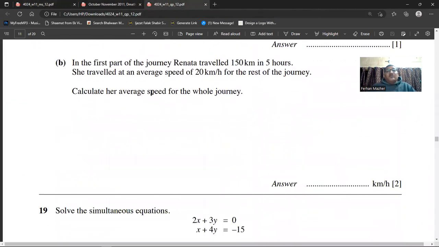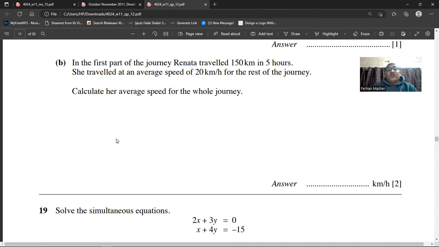B part of question number 18. In the first part of the journey, Renata traveled 150 kilometers in 5 hours. She traveled at an average speed of 20 kilometers per hour for the rest of the journey. So the total time for the journey was 7.5 hours. So there are two parts of the journey, and one part is of 5 hours. The next part is obviously 2.5 hours.